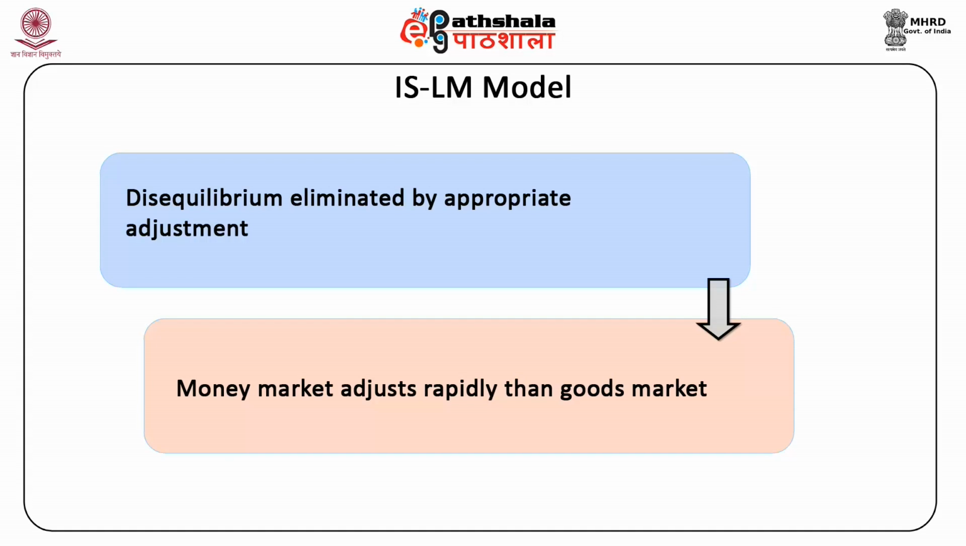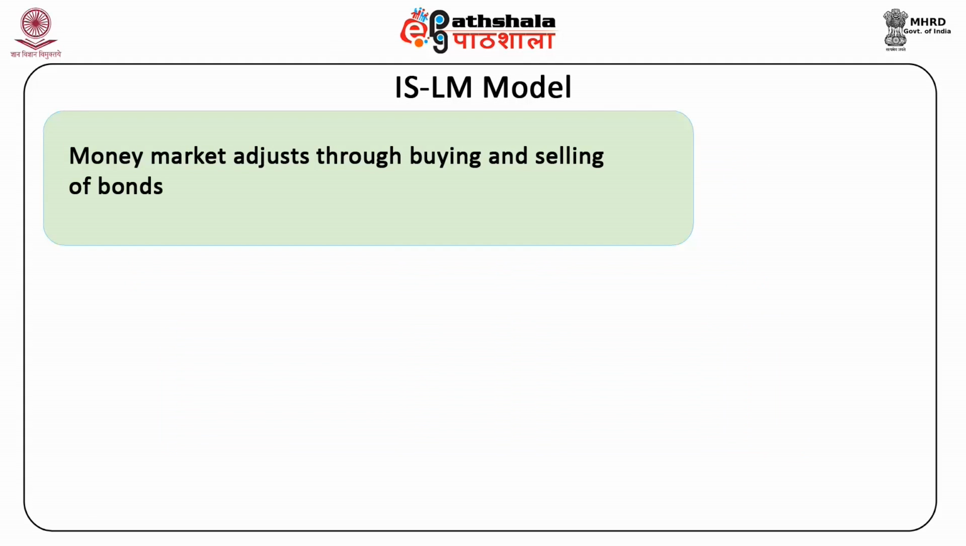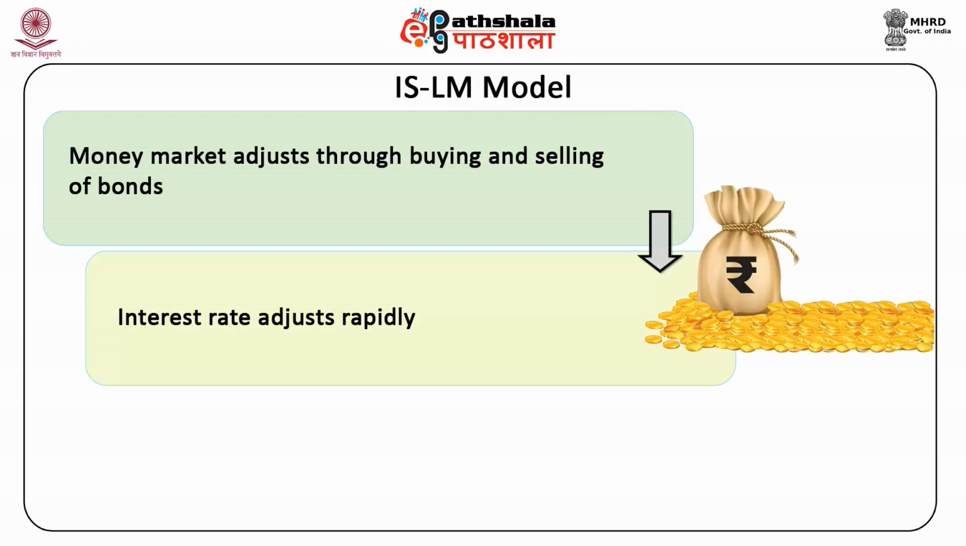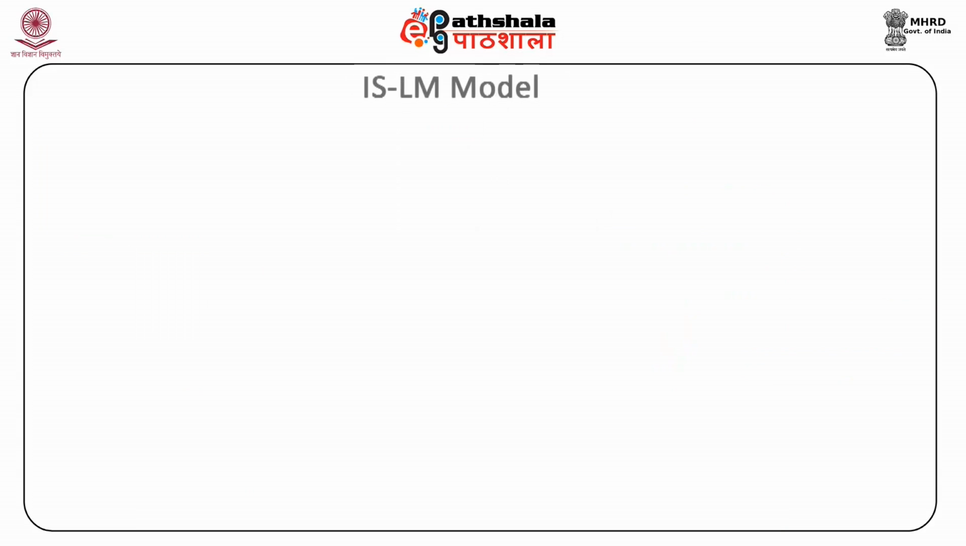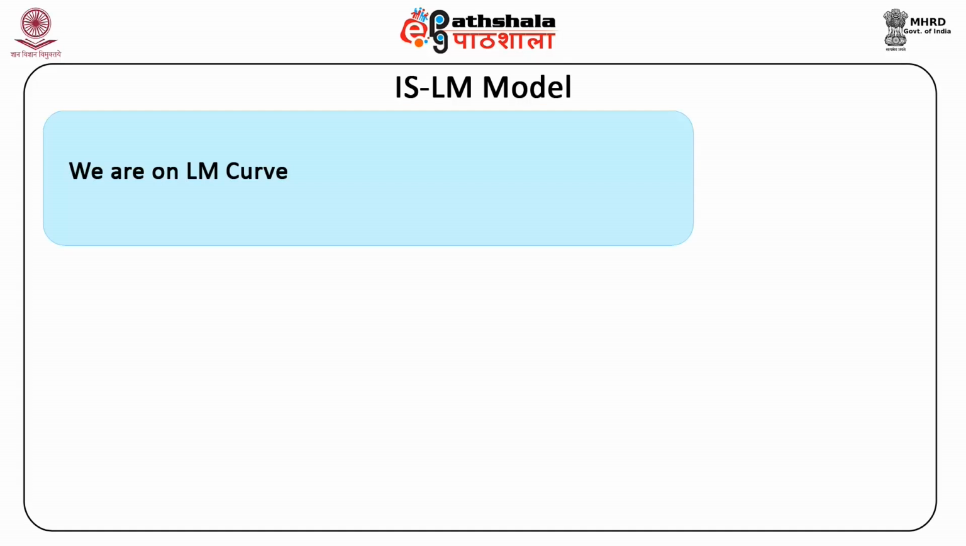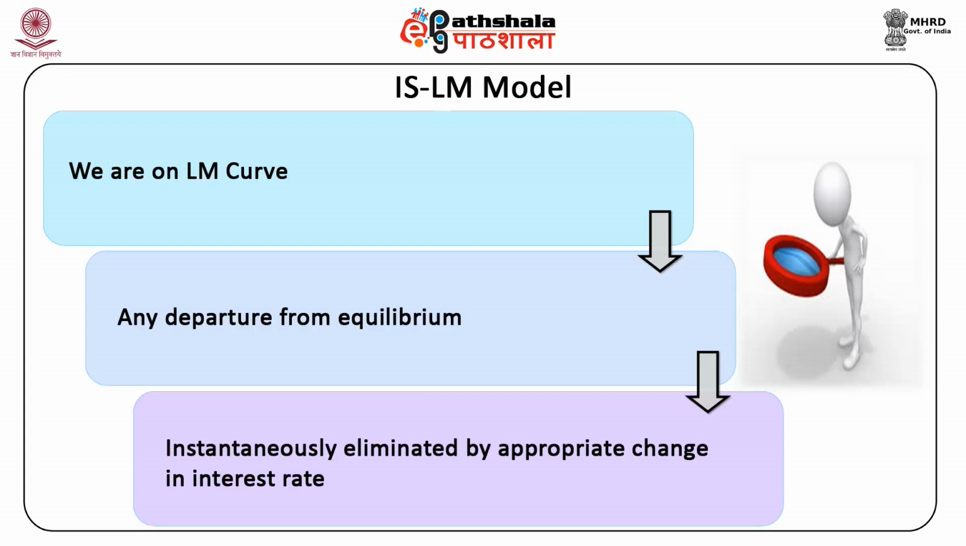The money market adjusts relatively more rapidly than the goods market. This is because the money market can adjust merely through the buying and selling of bonds. The interest rate adjusts rapidly and the money market effectively is always in equilibrium. This assumption implies that when we are on the LM curve, any departure from the equilibrium in the money market is almost instantaneously eliminated by an appropriate change in the interest rate.